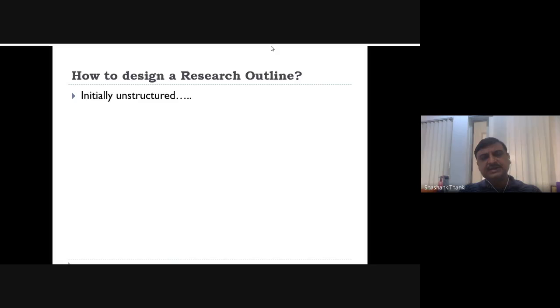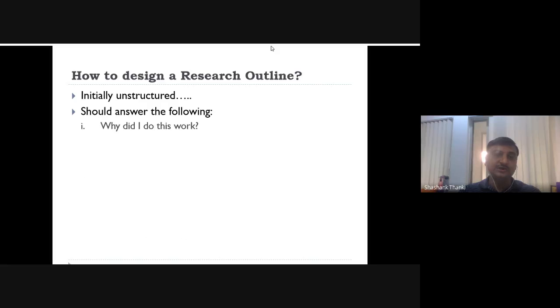So what should a research outline be? Initially it might be unstructured, but it should answer the following. These questions are very important. When you are starting your research, your research outline should answer these questions. First, why did I do this work? Is this work important? Is this work going to contribute something?